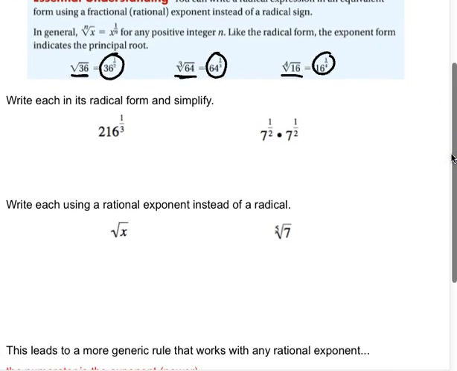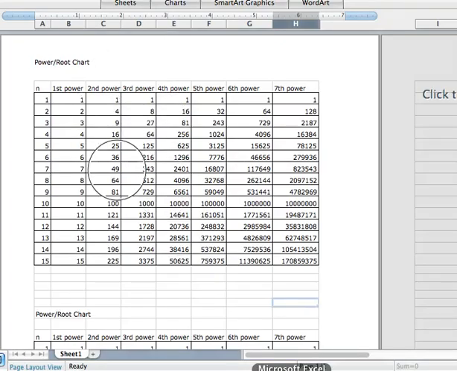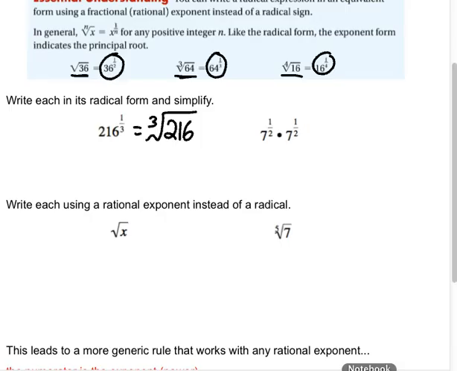So 216 to the 1/3 power. That is going to be the same thing as the cube root of 216. Now, once we think of it as a cube root, I can look at my powers chart. Cube root of 216, that's going to be the number 6.